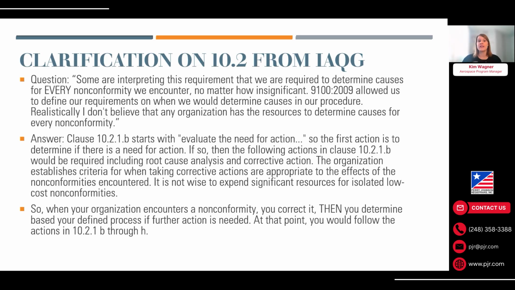It is up to you as an organization to evaluate when you need to follow that process, but that does not mean that you have to follow it every single time. So it's really important that within your corrective action procedure, you have some definitions of when you need to follow this process, so that you won't be expected to follow it for every single low-cost nonconformity.